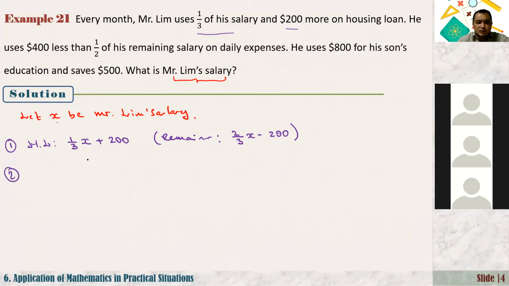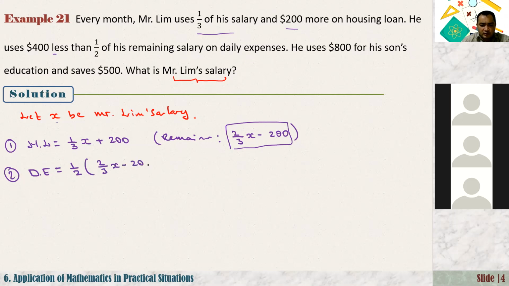Anyway, the first part is done. Now the remaining amount is 2 over 3x minus $200. It says that he uses $400 less than half of his remaining salary on daily expenses. So let me write here daily expenses. How much is it? It is half of his remaining salary and 400 less. That is half of 2 over 3x minus 200, and minus 400. I'm just not writing the dollar sign.